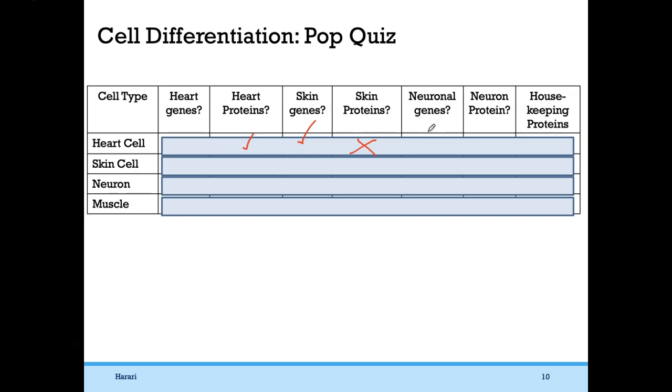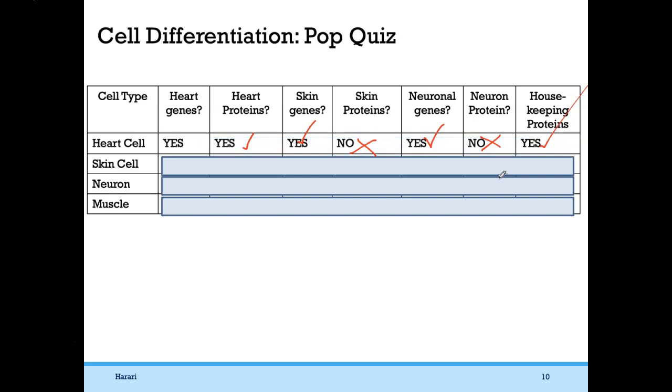Right? The heart cell will also have neuronal genes, but will not be expressing those neuronal genes into proteins. And of course, a heart cell requires housekeeping proteins in order to survive. So pause here and try to go through the remaining three types of cells and tell me if it will have the genes or the proteins in each of these columns.